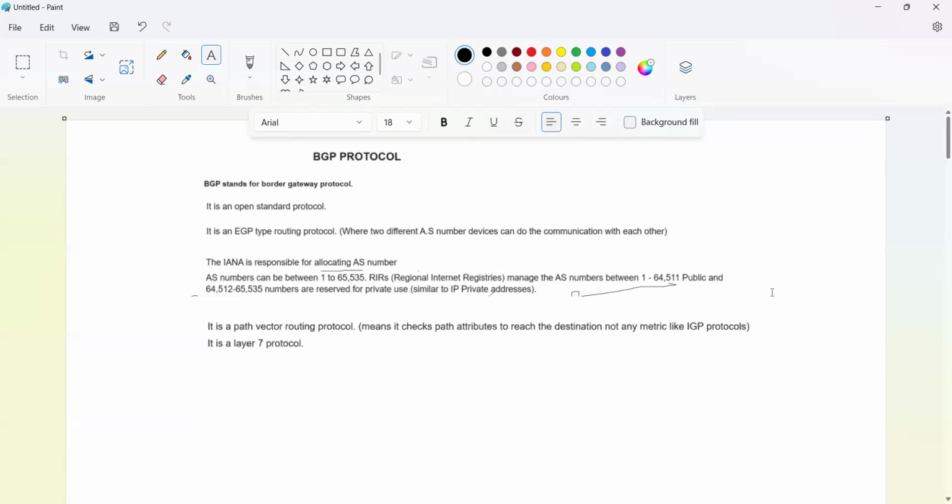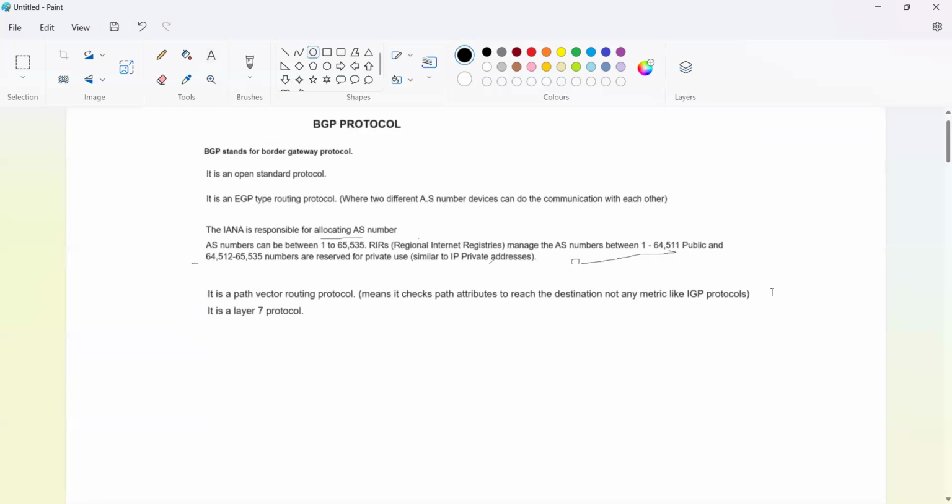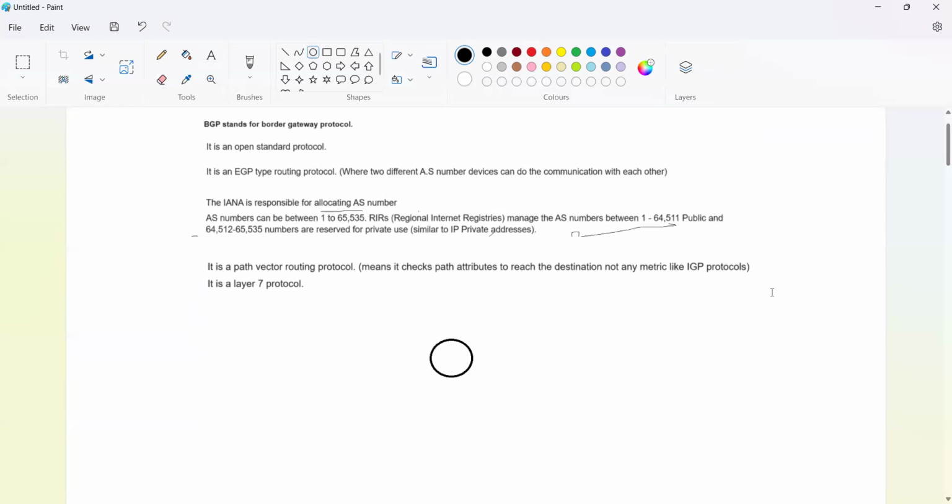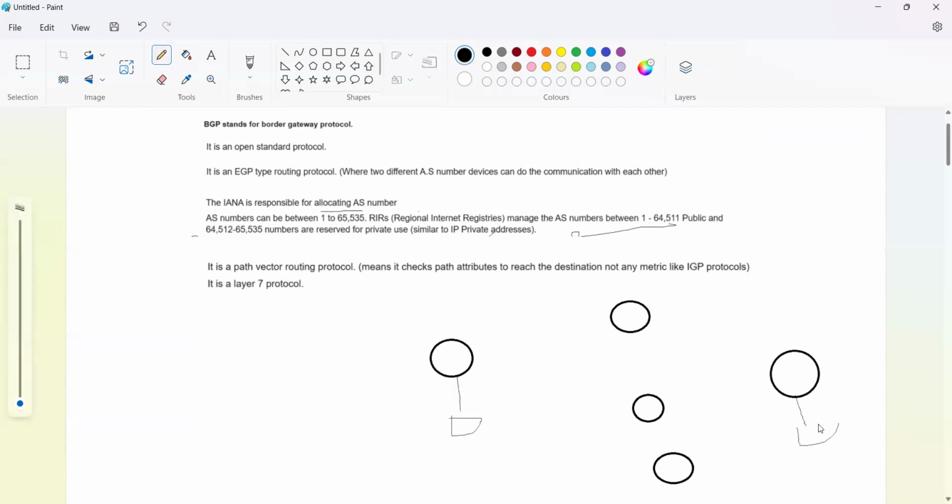Here we have weight, local preference, and AS numbers. Those are the path attributes. Say we have multiple paths from the source IP address to your destination location. This is ISP1, ISP2, and ISP3. We have different ISPs, and likewise we have different paths.